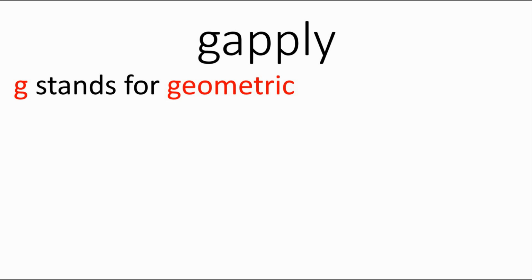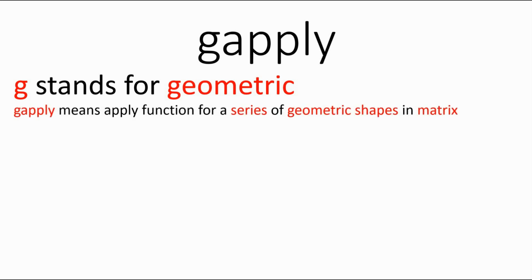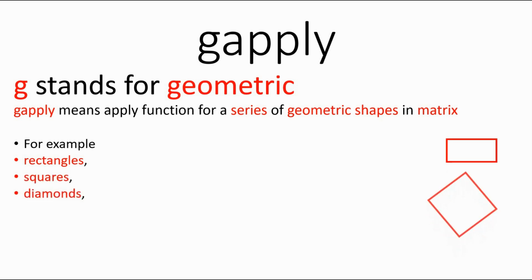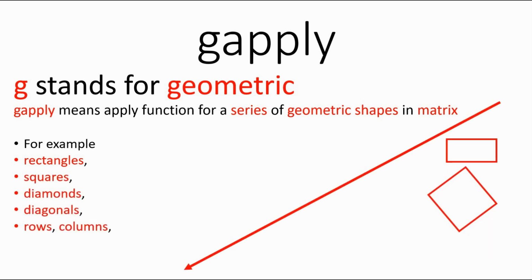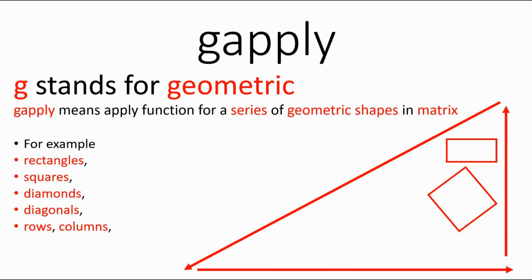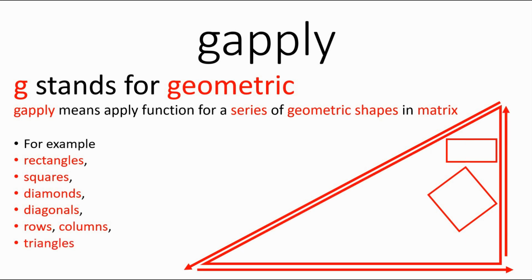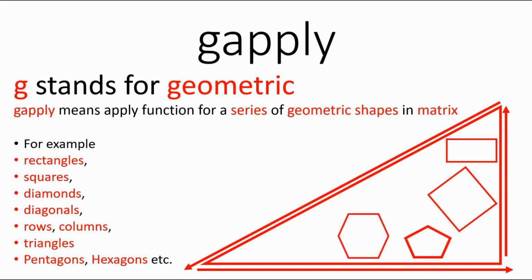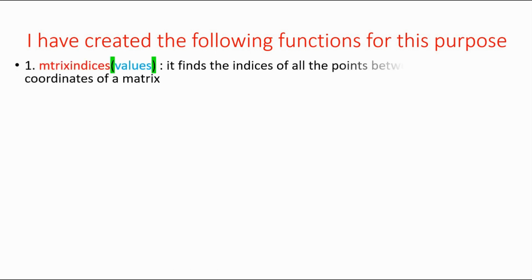G here in gapply function stands for geometric. Gapply means apply a function to a series of geometric shapes in a given matrix. For example, rectangles, squares, diamonds, diagonals, rows and columns, triangles, pentagons, and hexagons. I have created the following functions for this purpose.